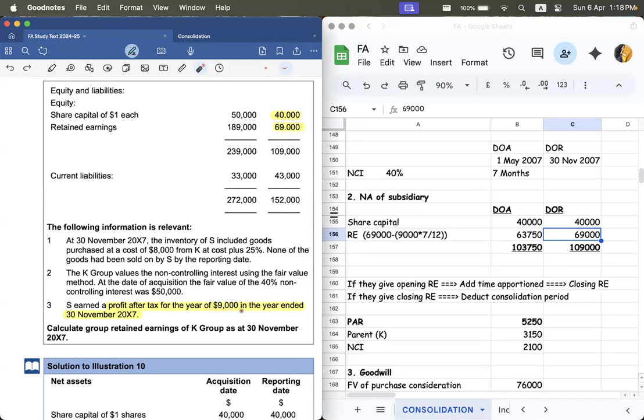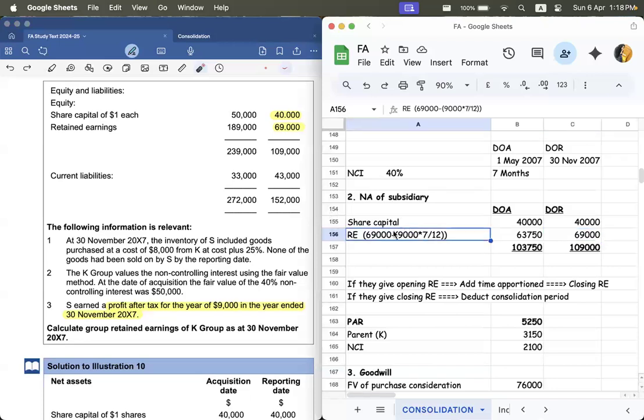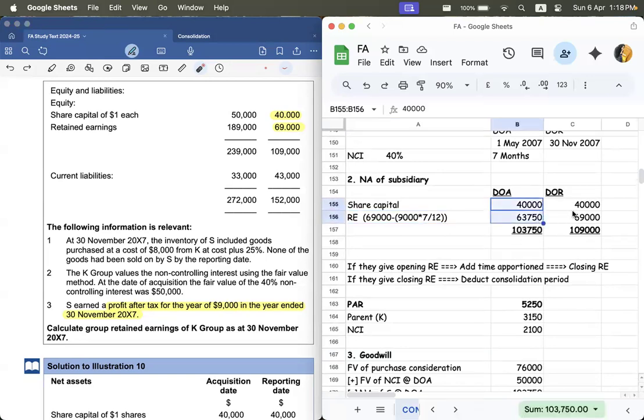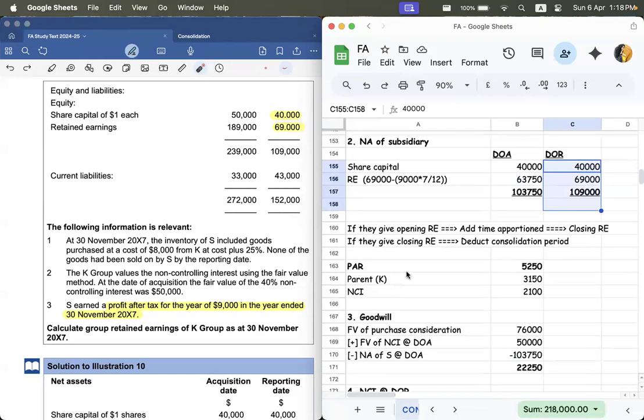So we need to reverse it back to DOA, that is date of acquisition. We already know it's been 7 months since the acquisition. So we remove the 7 months' profit from the retained earnings in order to find the DOA retained earnings. So 69,000 minus 9,000 into 7 by 12. When we do that, we get the retained earnings. We total things together and find the difference, that is PAR.